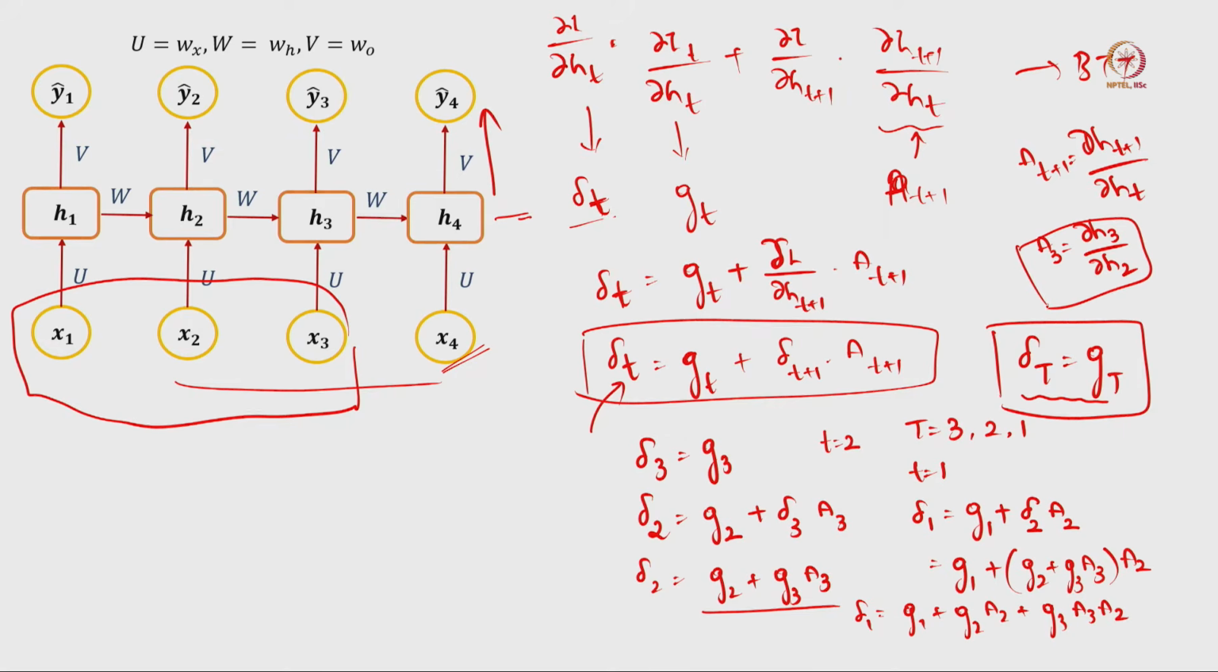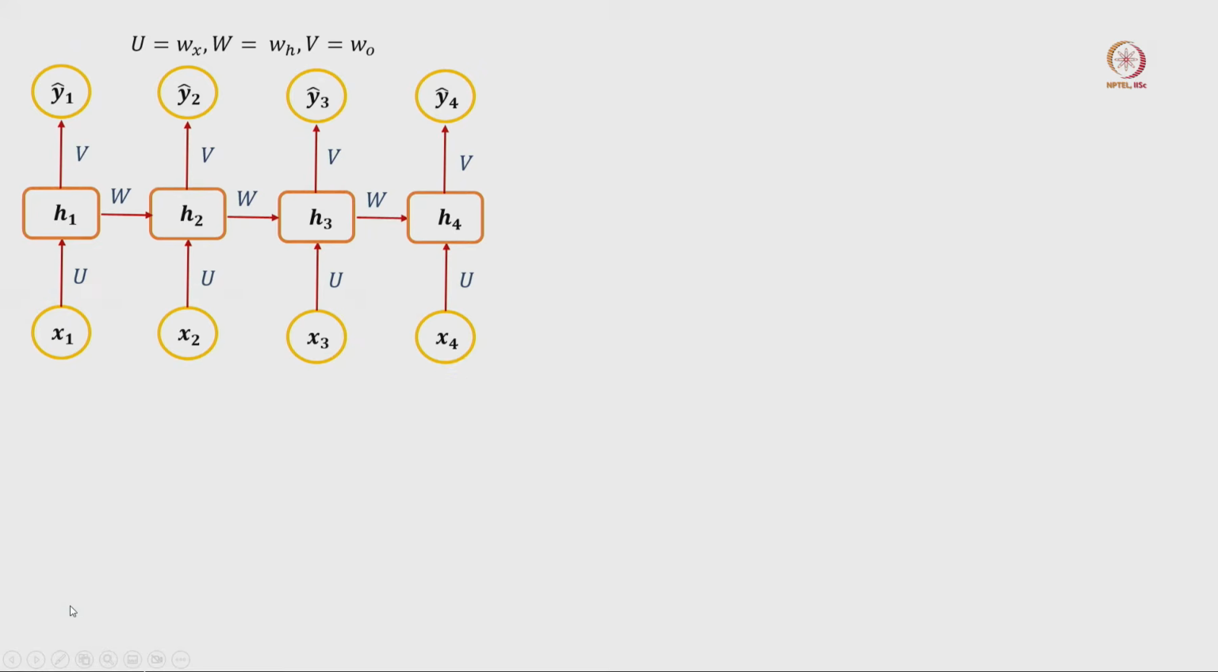And how can you write a2? a2 is derivative of h2 to h1. Can we write in this way? Right? Okay. So, what is that we have done so far? So, no, let me erase so that I will make it clear. What we have got is delta 1 is g1 plus g2 a2 plus g3 a3 a2. This is the equation that we have calculated.